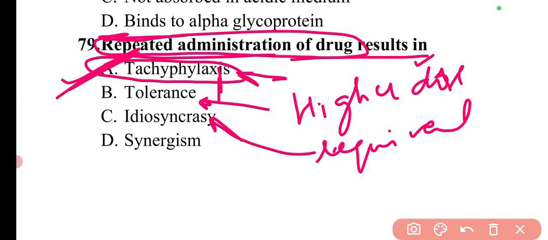If it is due to the receptor blockage, then it will be tachyphylaxis. Like the repeated administration of drug results in receptor blockage, due to which there will be no effect produced if we use the drug again and again. We have to skip the drug for a few days or a few months, and after that particular time we will resume the drug, then it will produce the effect.